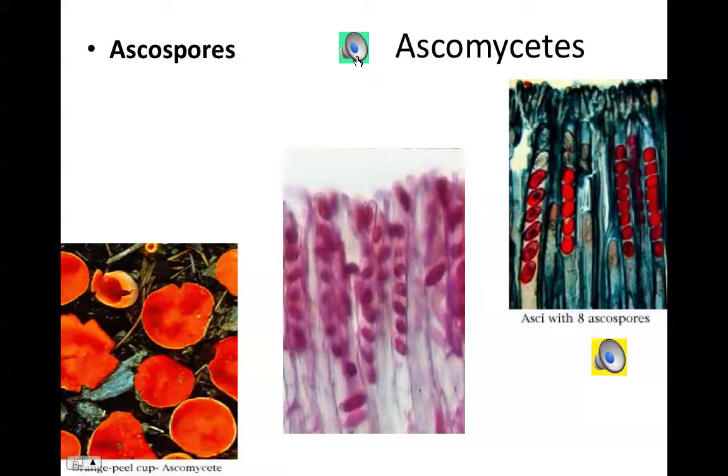Ascomycetes is another phylum in which we find yeast like Saccharomyces that are used in the manufacturing of beer, molds like Neurospora, and even different kinds of cup fungi that are illustrated, the orange peel cup fungi in the lower left-hand corner. Now, Saccharomyces, they're often very proprietary or secret species of Saccharomyces that are used in industry and manufacturing to make different kinds of food products.